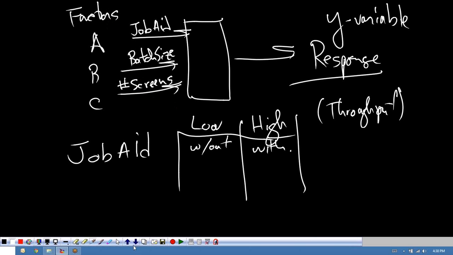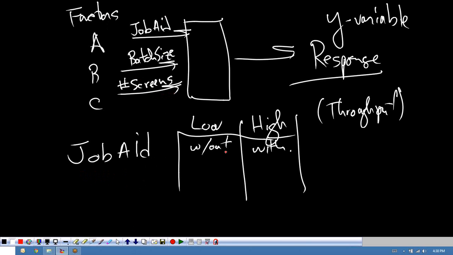Well, that's where design of experiments really comes in, and it allows us to test all of them at the same time if we do it in an orderly fashion. It also allows us to understand how the factors interact with each other and by how much. So it does all of those things. So it's really very powerful. So how does it work?